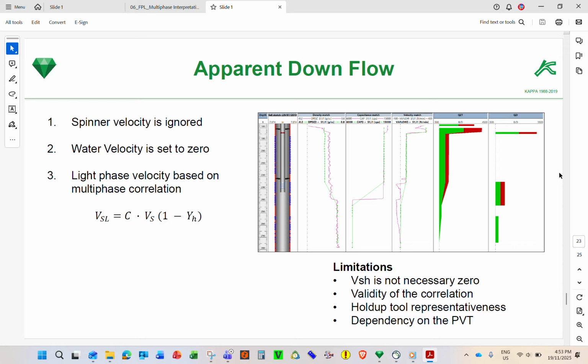Limitation: heavy phase can be moving. So the assumption here is heavy phase is not moving. Of course, depending on the correlation, we just choose Doppler or ABB. Is the holdup representative? So whether that one is representative of the fluid in the pipe or not, because most of the two are reading only inside the tube. And PVT, yes, of course, the calculation depends on the PVT, P and T for the slippage.